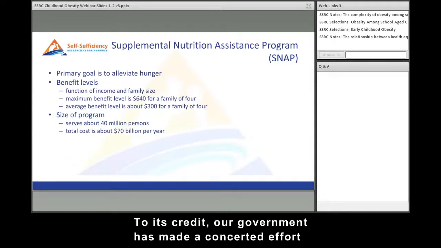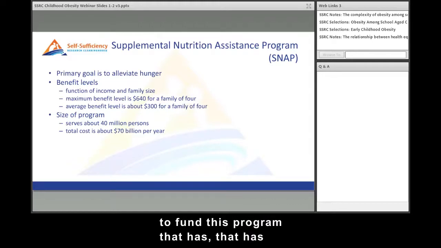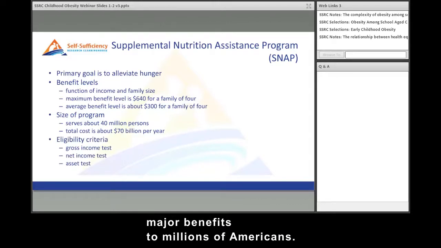To its credit, our government has made a concerted effort to fund this program that has major benefits to millions of Americans.